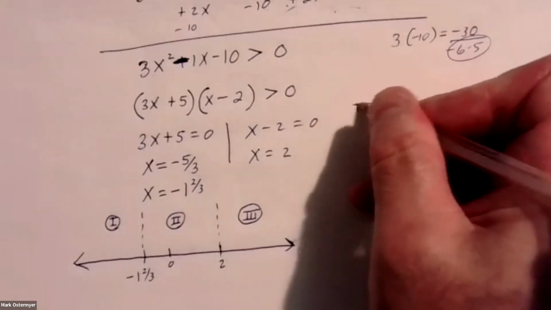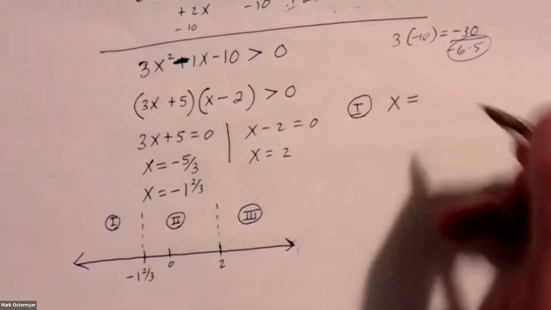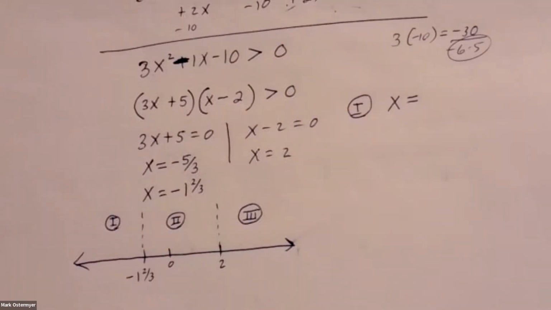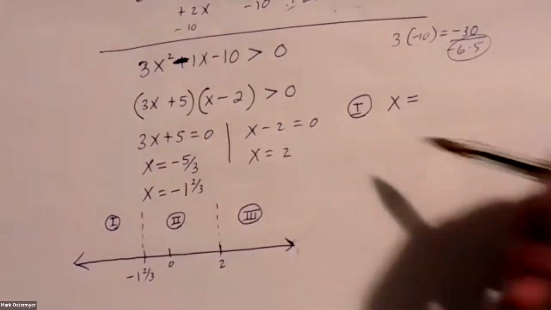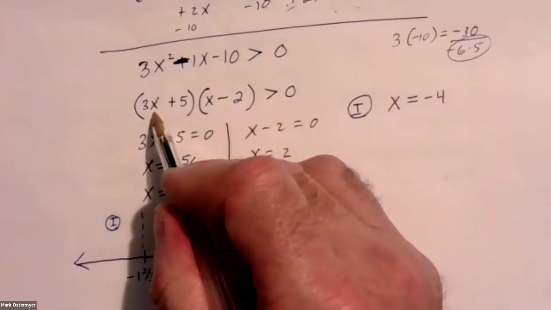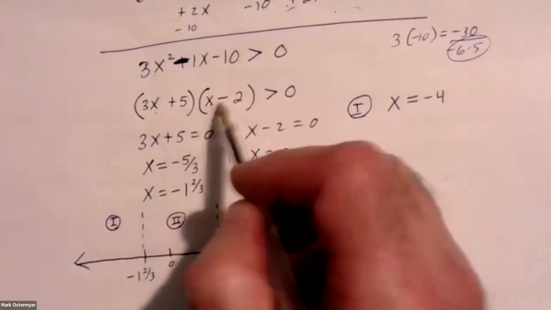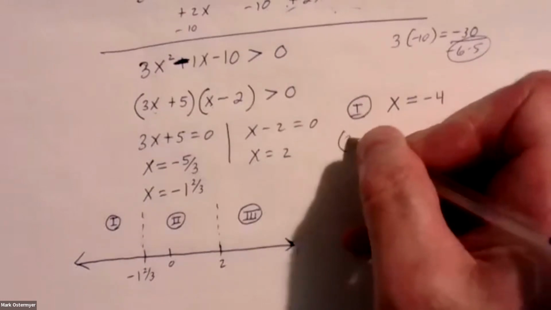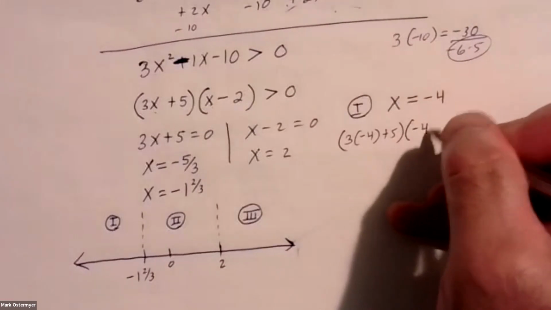All right, interval number 1. Can you give me a nice value for x that's less than negative 1 2/3? What value do you want to go with? Less than negative 1 2/3. Now you could choose negative 1 million, but why do that? Why not just choose maybe negative 4? Put negative 4 into your polynomial inequality. Notice I'm going to put it into the factored form, not the non-factored form. It's just easier to deal with here. So I'm going to put negative 4 in for x into this factor, and then negative 4 into this factor here.